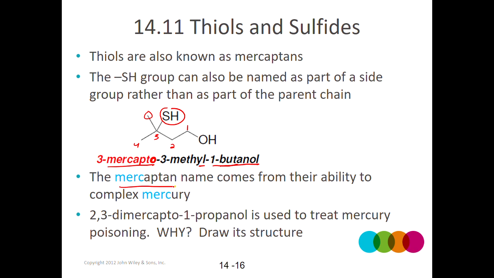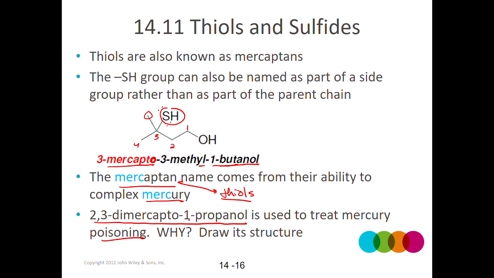So mercaptans is exactly the same as saying thiols. These molecules that have an SH somewhere connected to a carbon. The sulfur's lone pair is especially good at forming ion dipole type attractions or London force type attractions to mercury atoms. And so they're called mercaptans. This compound here especially is used to treat mercury poisoning. So let's see if we can draw that and explain that phenomenon.